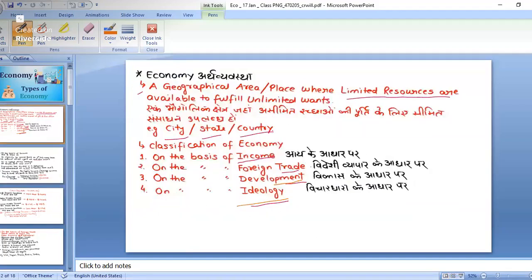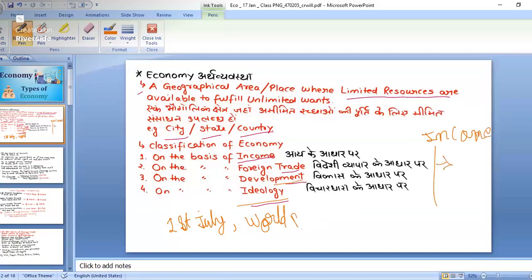Before seeing the basis of income, like what happens every year on 1st July. Every year on 1st July, we have our World Bank. The World Bank divides the whole world into four parts on the basis of income criteria. You will be studying developing, underdeveloped, and developed countries on the basis of development. So on the basis of income also we have divided the world into four parts. So who divides this? The World Bank. And every year on 1st July, the World Bank divides our world into four parts on the basis of income criteria.